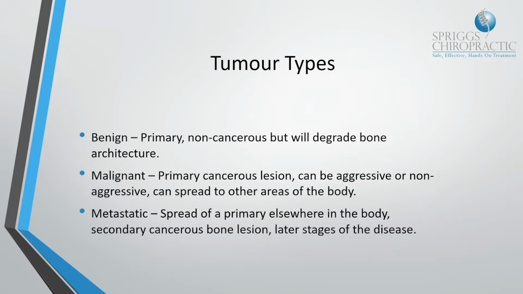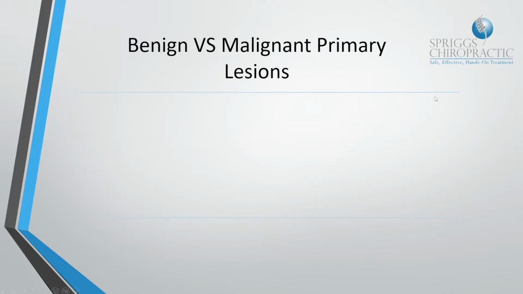And then you've got metastatic disease, which is the spread of cancer from a different area of the body. These are secondary cancerous bone lesions that occur at later stages of the disease. Unfortunately, these are stages 3 and 4. You'll find that the body has lost the ability to fight the cancerous lesion, and so it's capable of spreading to other areas of the body quite easily by that stage, unfortunately.